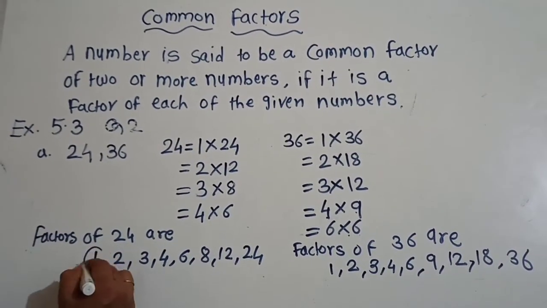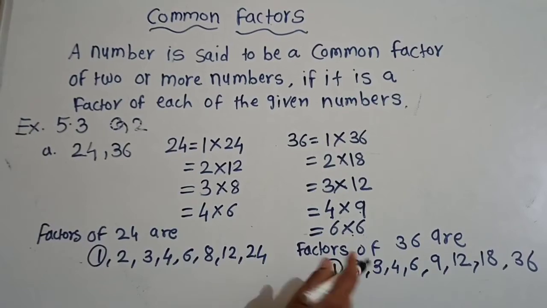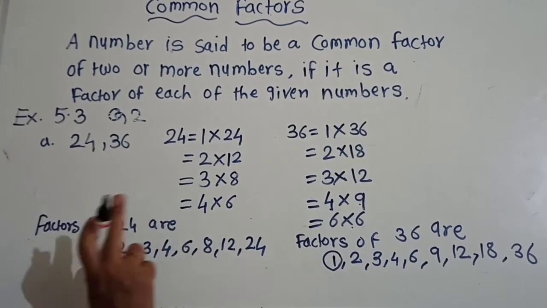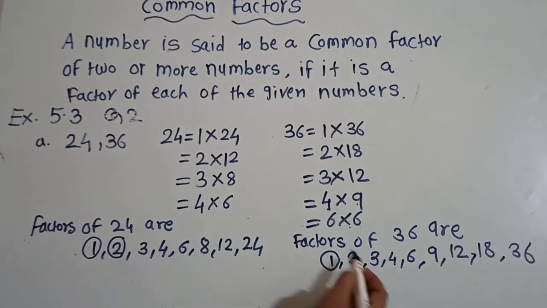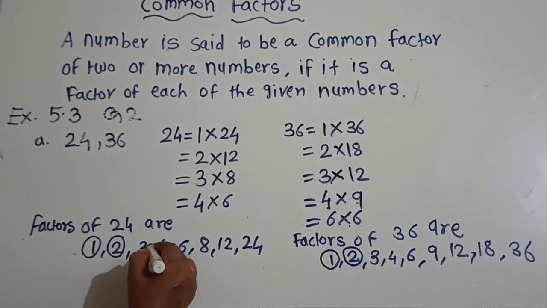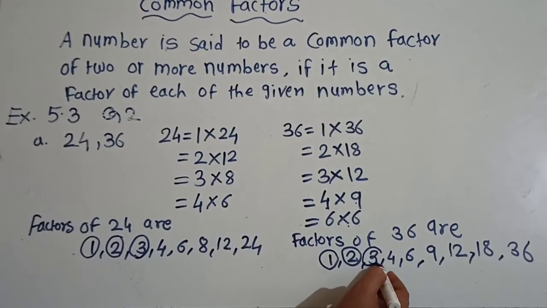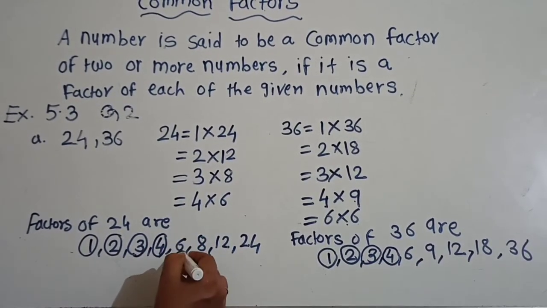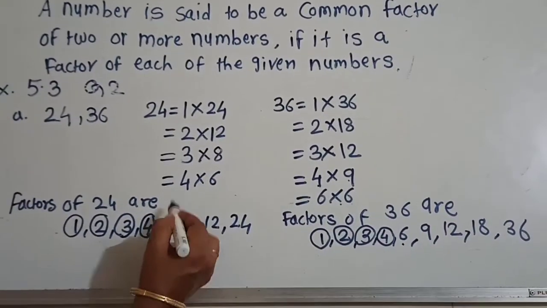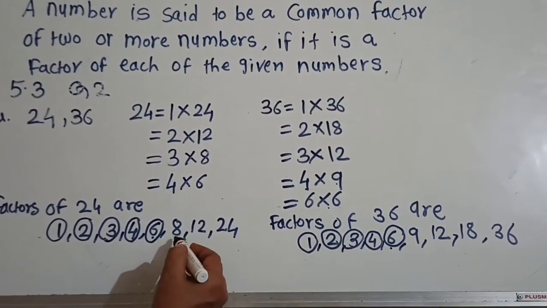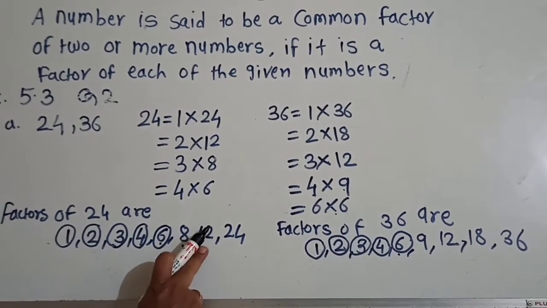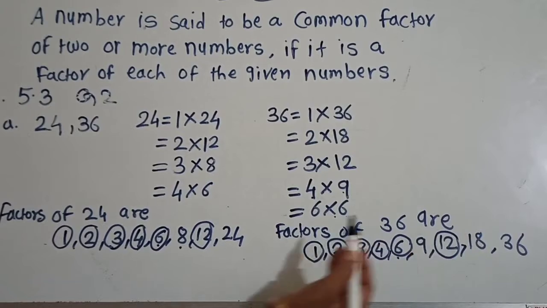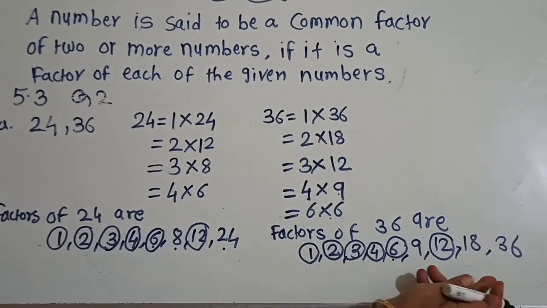See here, yes, 1 is a common factor, and 1 is always a factor of every number. Okay, see here 2, this 2 is also common. Then 3, here is 3, here is also 3. Then 4, yes, 4 is also common. Then 6, here is 6, here is 6, 6 is also common. Then here is 8, but there is no 8. Here is 12, yes, here is also 12.